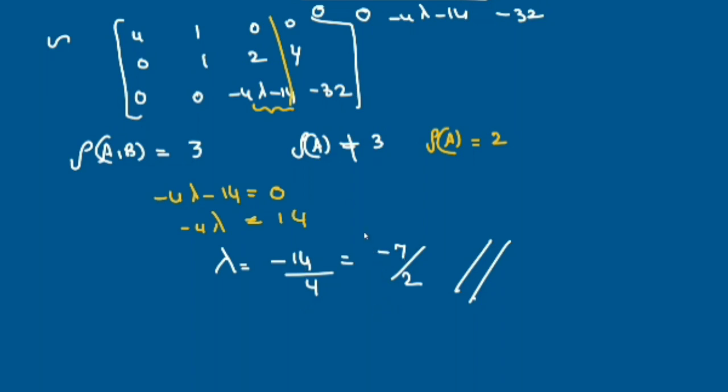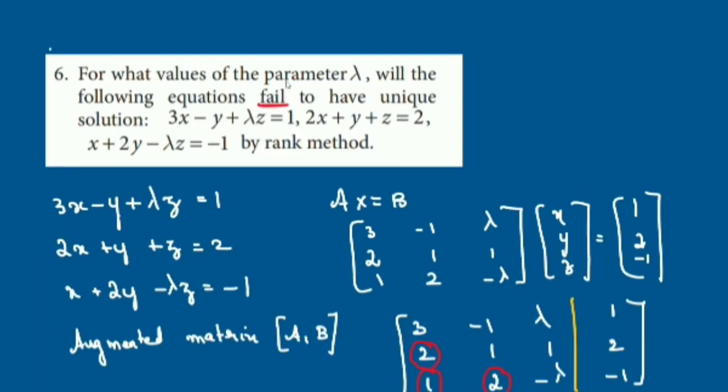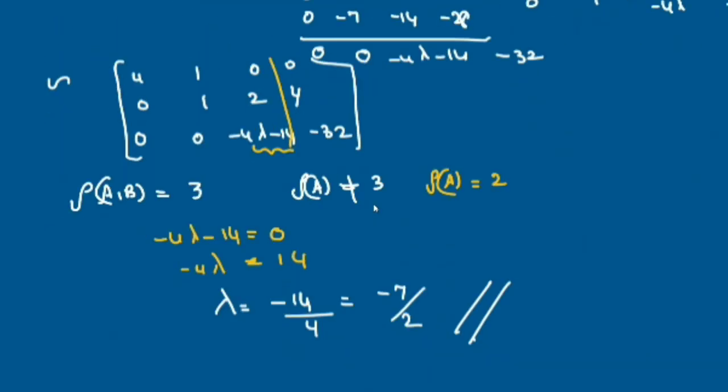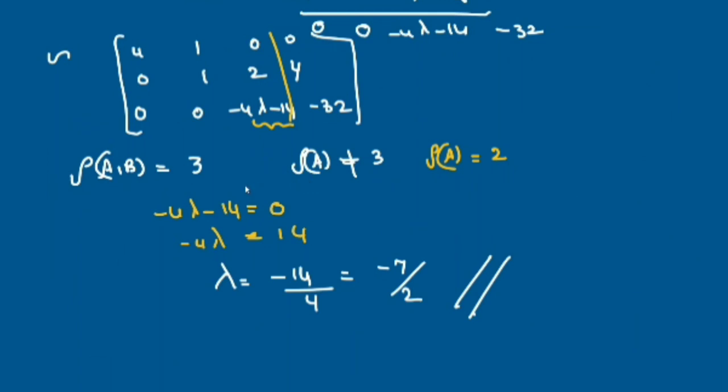If it has to fail the test, the question is, it should fail to have a unique solution. That means rank of A is not equal to rank of AB. So rank of AB, we got it as 3. So rank of A should be 2 or 1. If it is 2 or 1, the condition is this should be 0. If it is 0 only, you will get rank of A as 2. So all these elements are 0, then you get rank of A as 2. So this should be 0. So lambda is minus 7 by 2.